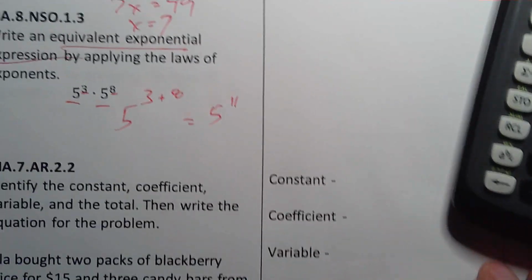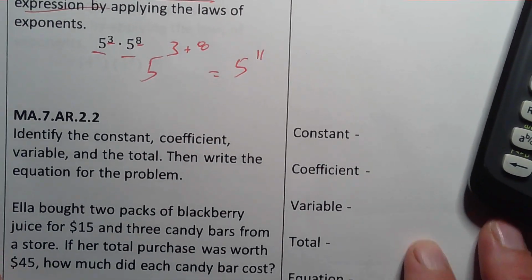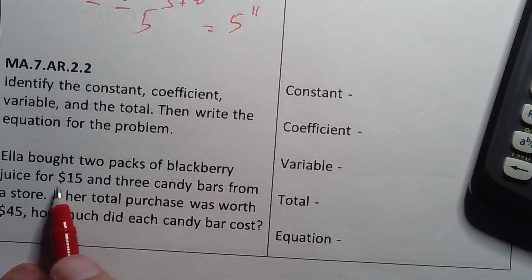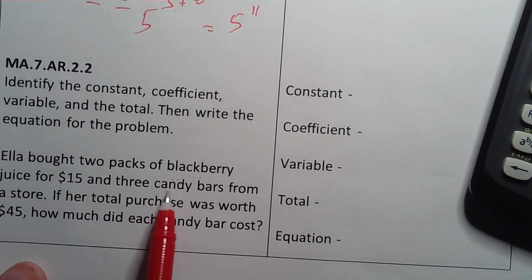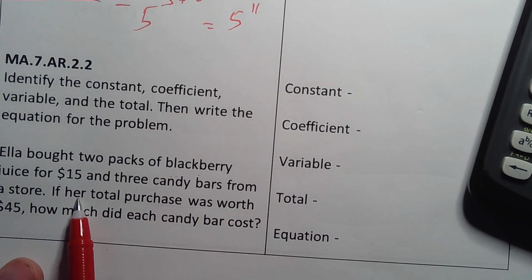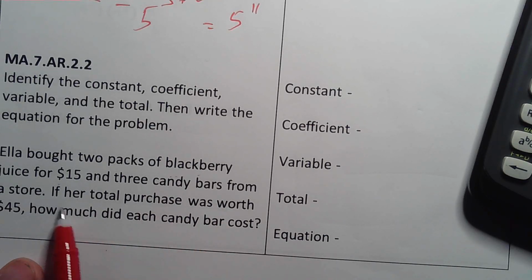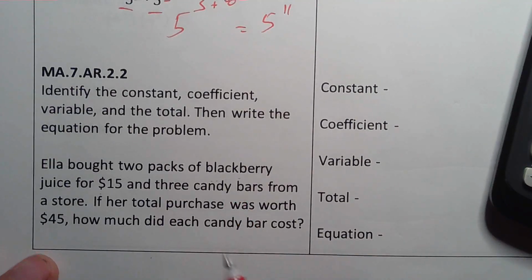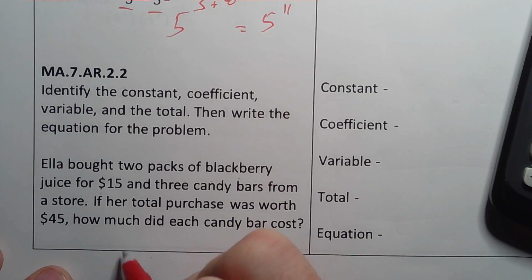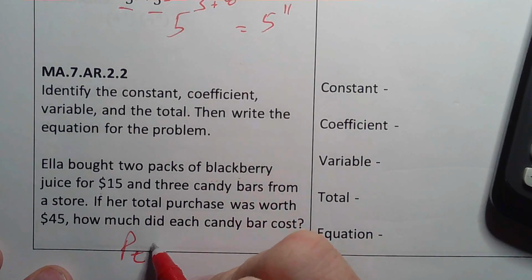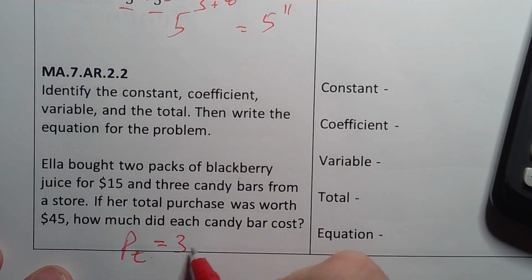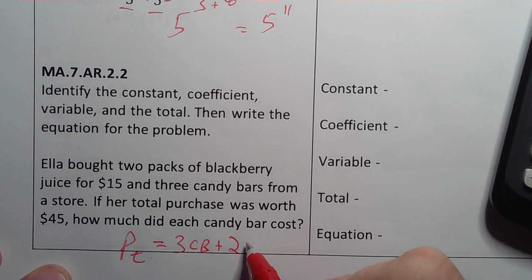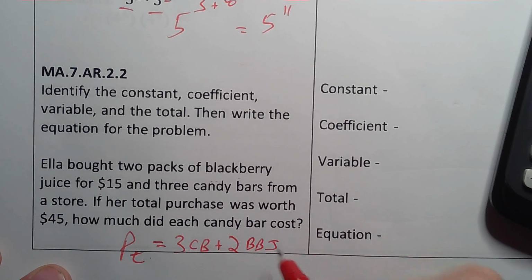Okay, we're going to write the equation, identify the constants, and a variable equation. Okay, 2 packs of blackberry juice for $15 each, 3 candy bars from the store, and the total purchase was $45. How much was each candy bar? All right, so this is the purchase total, right? It equals 3 candy bars plus 2 blackberry juices.